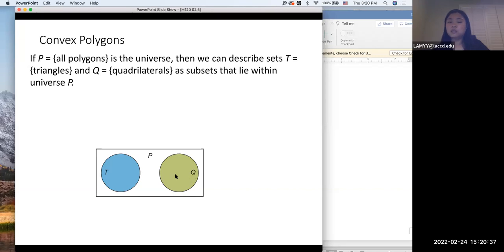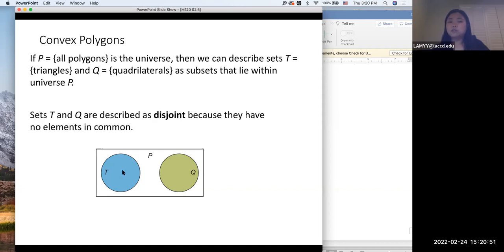So you can see both of them belong to the polygons because they are closed figures, and they also use line segments to form the figure. So both of them belong to the polygons. But you could see they don't have an intersection. Okay, we could say the T and the Q are disjoint. Disjoint means they don't have anything in common. Okay, so think about it, triangles and quadrilaterals are 2 different things. One has 3 sides, one has 4 sides. Both of them belong to the polygons, but they don't have anything in common. So that's why they are disjoint in here.